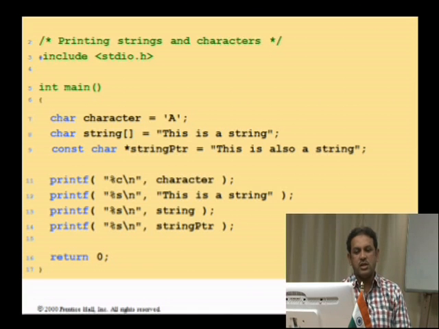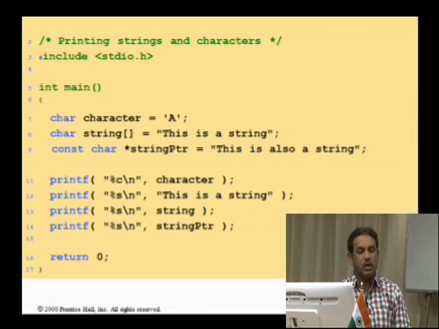Then constant character string pointer, this also is a string. So it's also one of the pointer variables, and we want to display that also. Yes, three characters are available. The first printf has percentage c for a character, percentage s for a string, percentage s for a string, then percentage s for a string pointer. We will see how it is going to print.